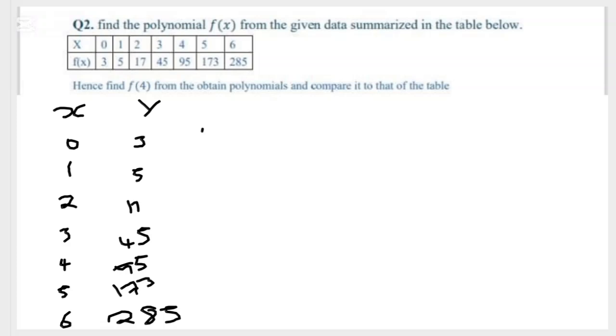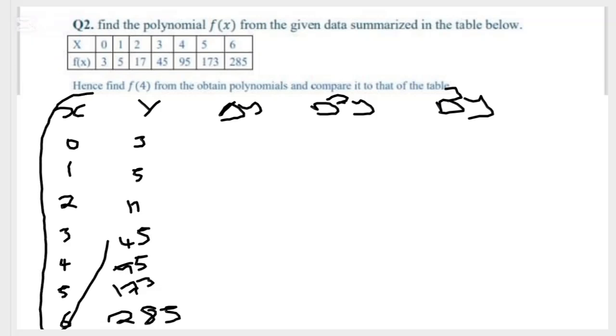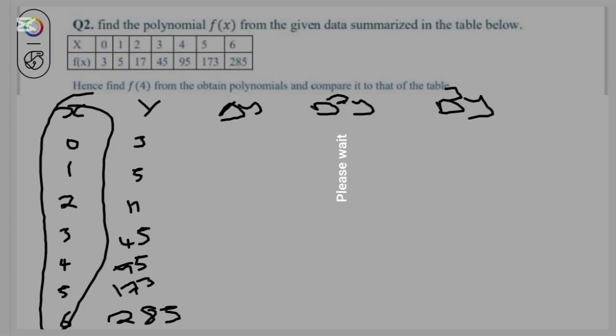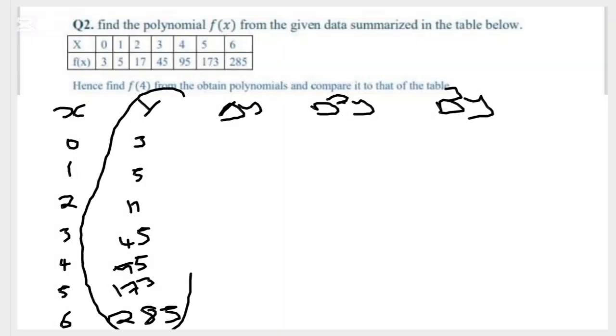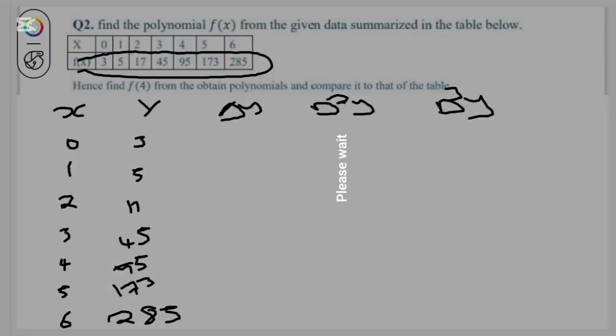So then I have the difference of y, the difference square of y, and therefore the difference cube of y. As you can see, the values of x go from 0 to 6, and the values of y from the table are 3, 5, 17, 45, and 95. So how can we find dy, d square y, and therefore del cube y?